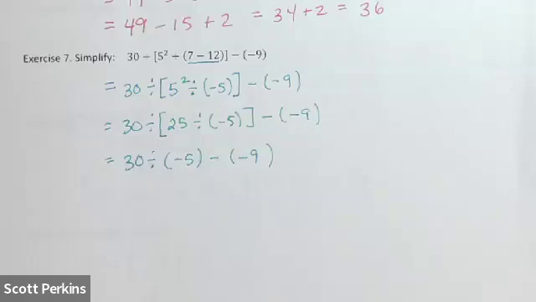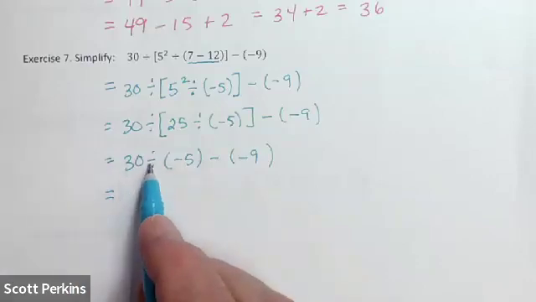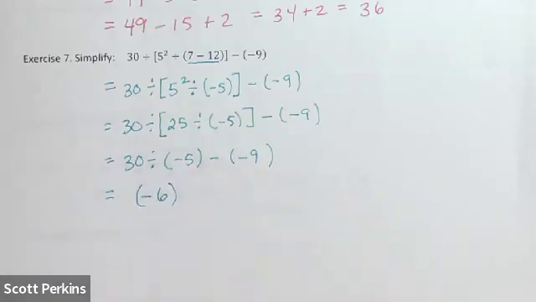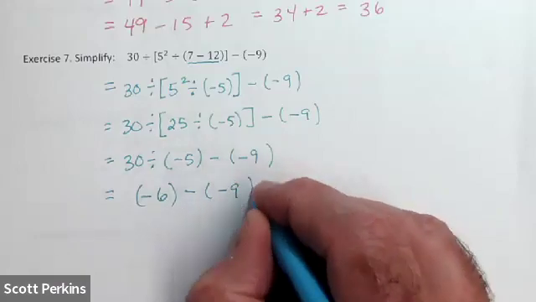Order of operations. We've done the parentheses. There's no exponents to do. So the third step is any multiplying and dividing. I've got division. So 30 divided by negative 5, that's negative 6. And then minus negative 9.